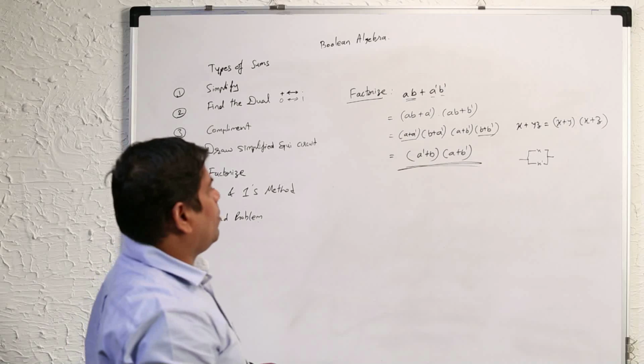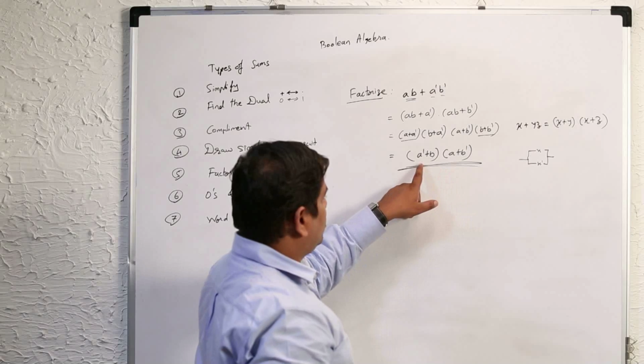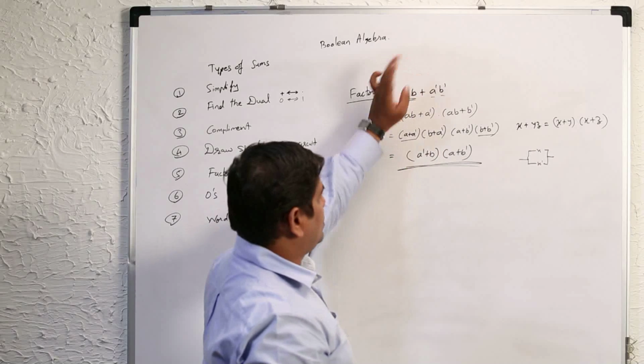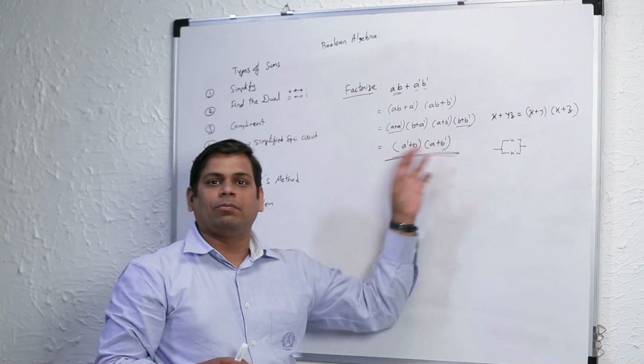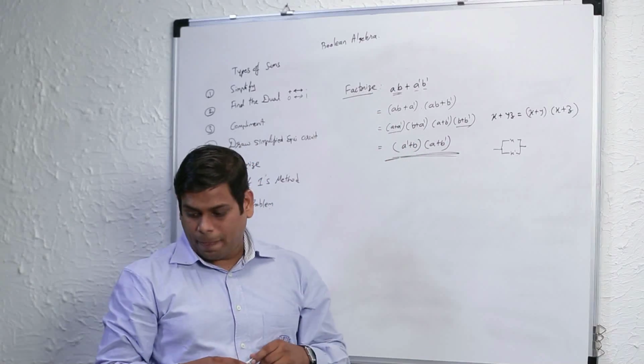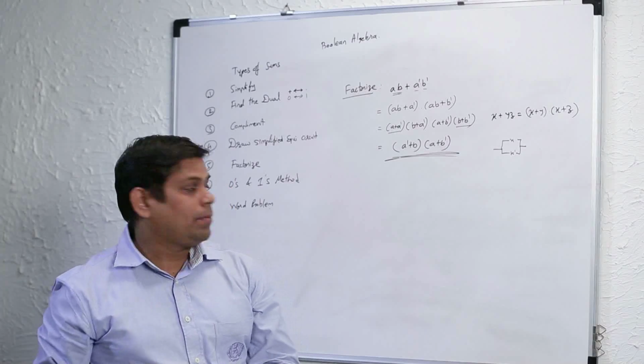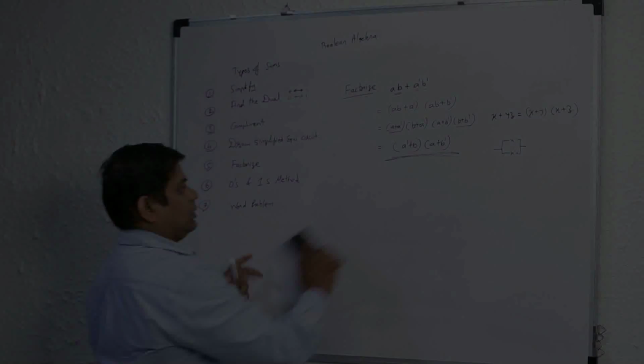Okay. Please note, if you expand this, if you open the bracket, you get the question back. So you have to leave the answer in this form. It's called the factorized form of the given question. Let us see the next type, zeros method and ones method.